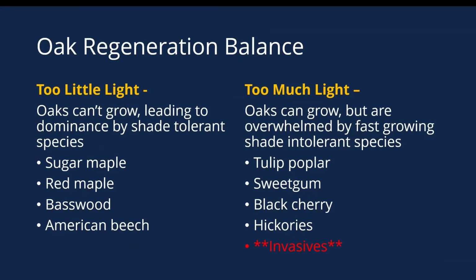And so when we're looking at regenerating oaks, there's a bit of a balance. We know from what we talked about that too little light in our forest leads to sugar maples, basswoods, and beech, simply because oaks can't grow and you get these shade tolerant species. But on the flip side, with too much light, oaks can grow and tend to grow well, but they're often overwhelmed by faster growing shade intolerant species. So tulip poplar, sweet gum, black cherry, even hickories in some cases, and a lot of our invasive species. So we do have this balance where oaks are right in the middle of that intermediate shade tolerance, and on either side of that, other species tend to win out.